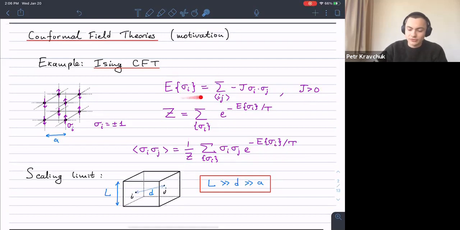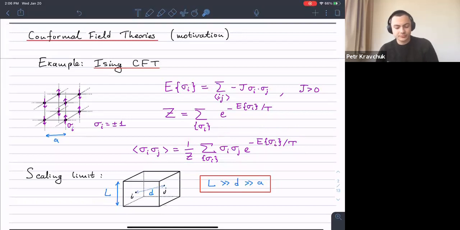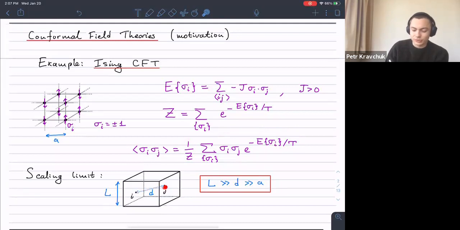With this energy for our configurations, you can compute the partition function, and you can compute correlation functions, let's say of the spin sigma at site i and the spin sigma at site j, using the usual formulas at temperature T. This is a statistical system, just classical. We are interested in the scaling limit of these correlation functions, where the distance d between the points where we perform the measurements is much larger than the lattice spacing a, and also still much smaller than the size of the system.